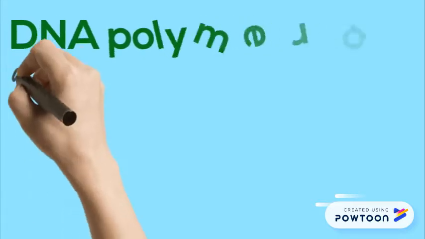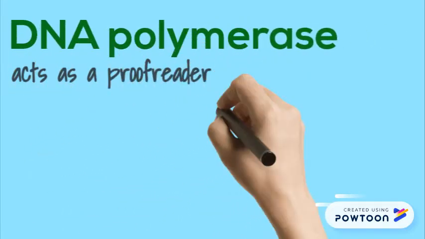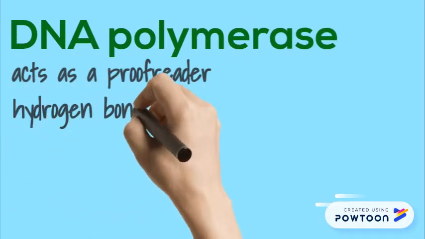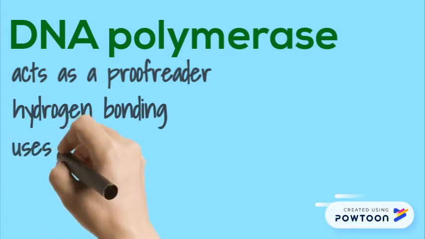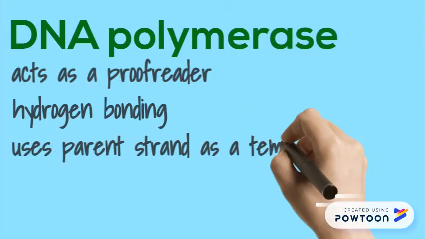It acts as a proofreader that recognizes whether or not hydrogen bonding is taking place between the new base and its complement on the original strand. When a mismatch is found, the absence of hydrogen bonding, then the DNA polymerase replaces the incorrect base from the new strand and adds a correct base, using the parent strand as a template.